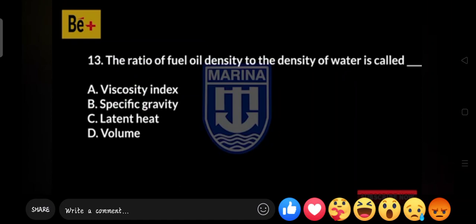The ratio of fuel oil density to the density of water is called A. Viscosity index, B. Specific gravity, C. Latent heat, D. Volume. The answer is B. Specific gravity.